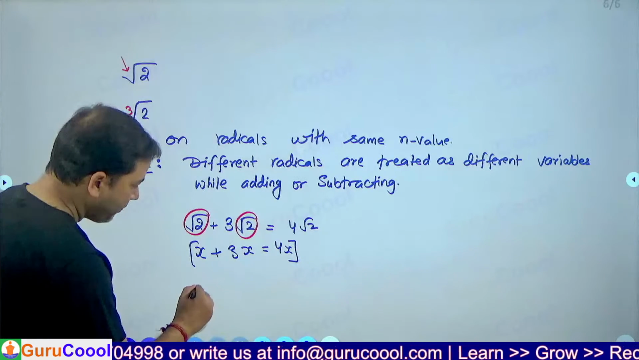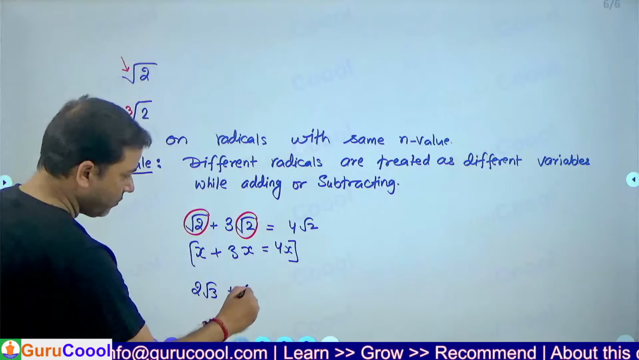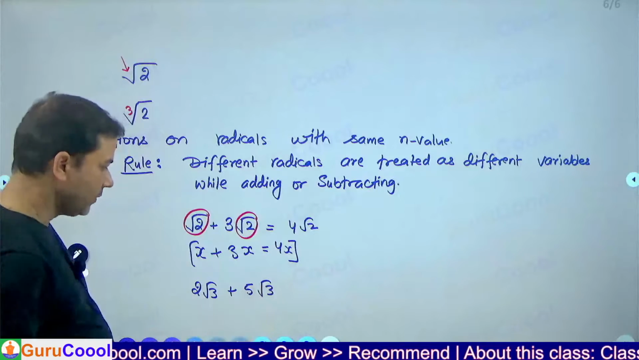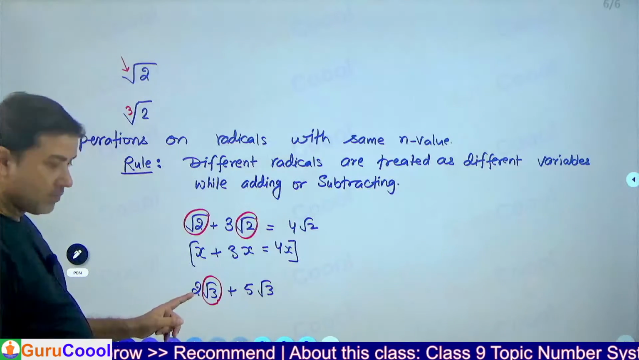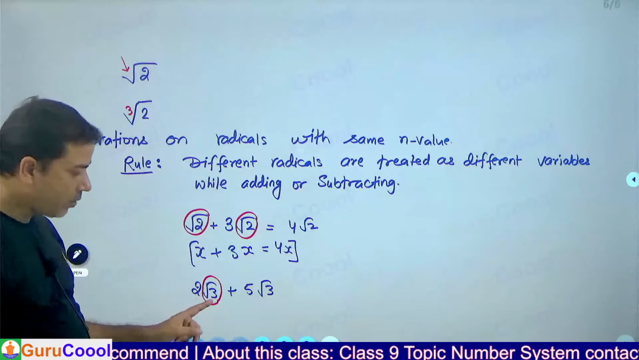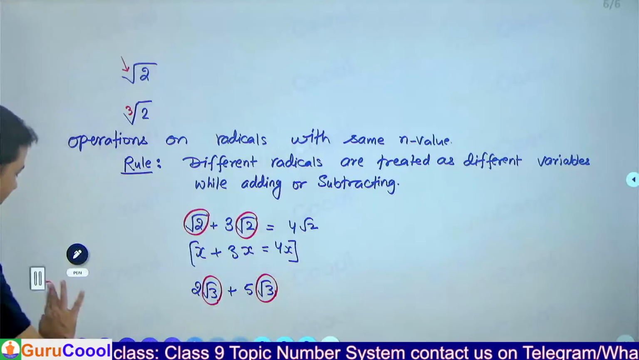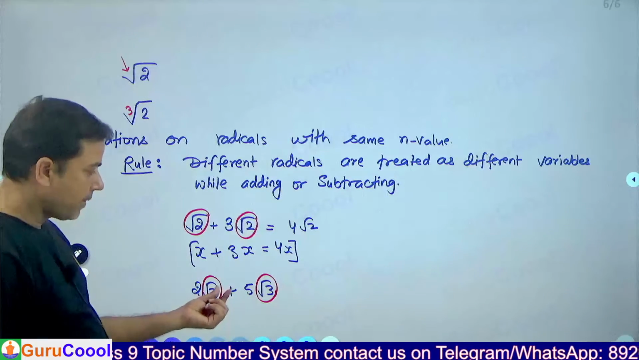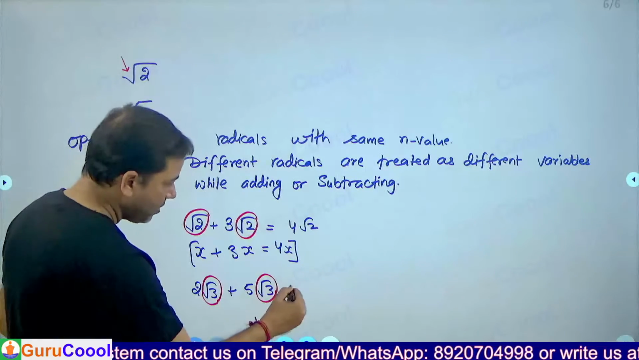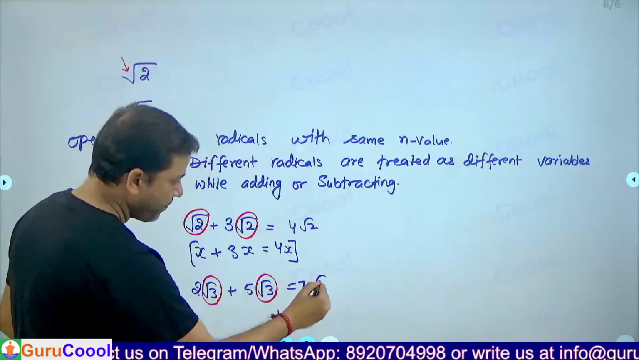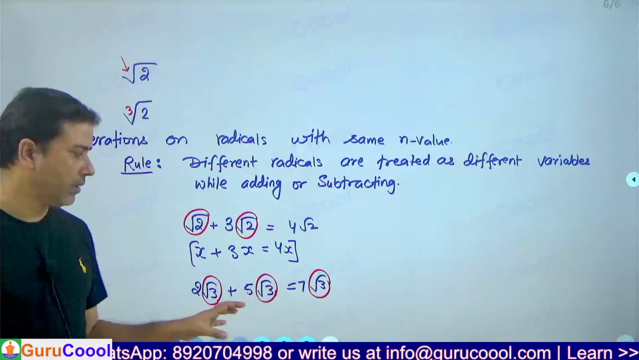If we have 2 root 3 plus 5 root 3. Notice the radical is the same. I am not talking about the multiple, the coefficient. I am talking about the radical part. If the radical part is the same, we will treat them as the same variable, like 2x plus 5x. It will be 7x. Similarly, it's going to be 7 root 3. So simple to add and subtract.